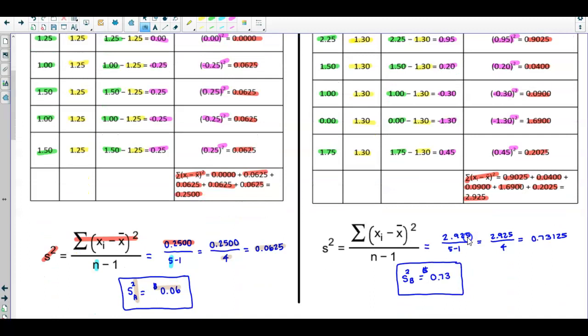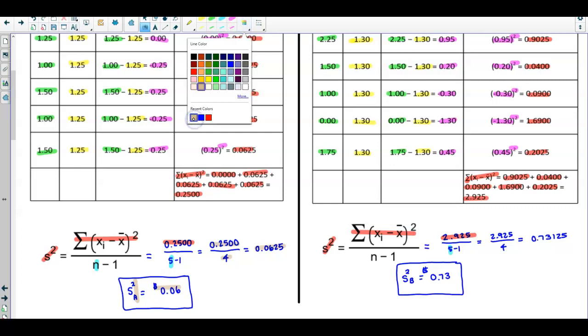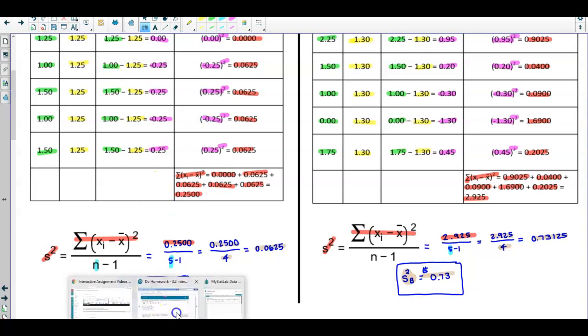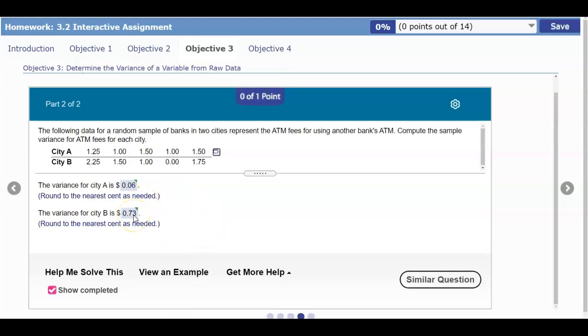Remember, our formula for the variance takes the sum of that last column, which is 2.925, and divides it by the sample size of 5 minus 1. So we take 2.925 divided by 4 to give us 0.73125. Rounding the variance to the nearest cent gives 73 cents. And so we get 73 cents for the variance of city B.